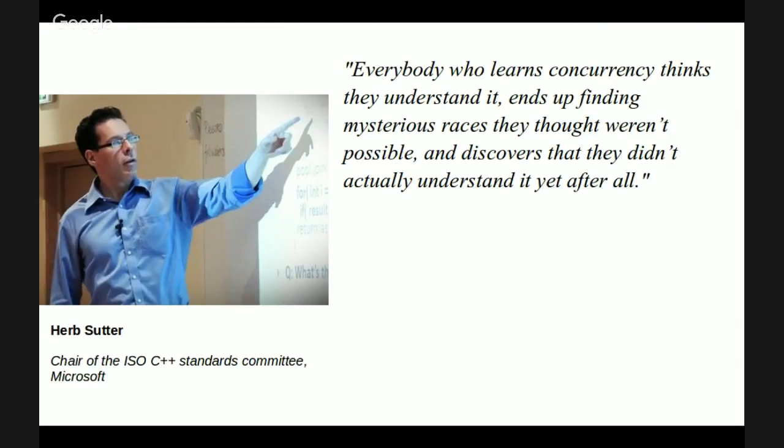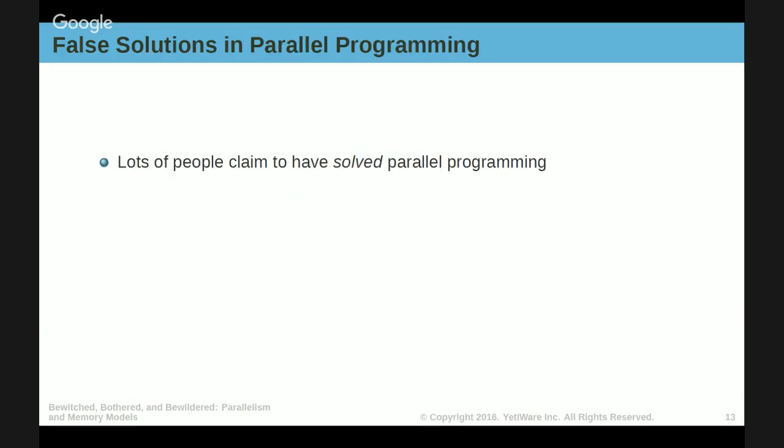So Herb Sutter, chair of the ISO C++ Standards Committee, says, "Everybody who learns concurrency thinks they understand it, ends up finding mysterious races they thought weren't possible, and discovers that they didn't actually understand it yet after all." So the memory model is one of the most complicated pieces of technology to ever be developed. And we're only going to motivate it. We're not going to talk in detail about it. We're going to talk about why it's difficult, but we're not going to get into a lot of detail.